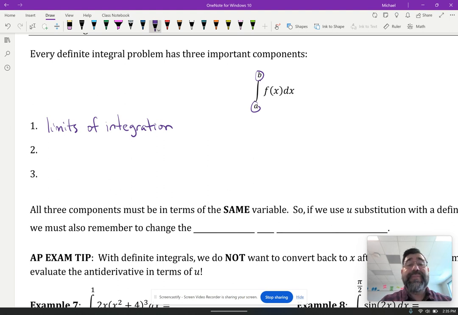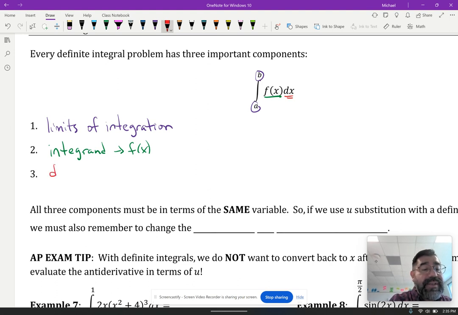The second part that's important is this part, which we call the integrand. The integrand tells me the function that I'm going to use to find the definite integral. And then the last part that's important is this. We call this the differential, also known as the dx.